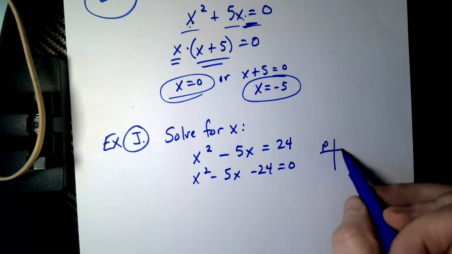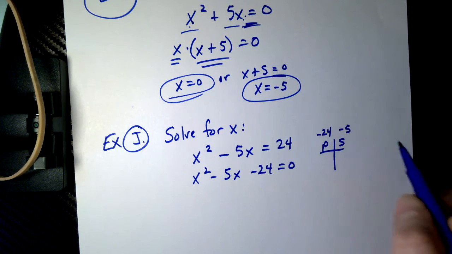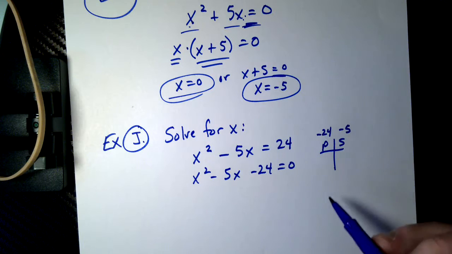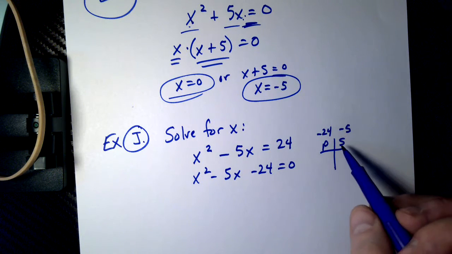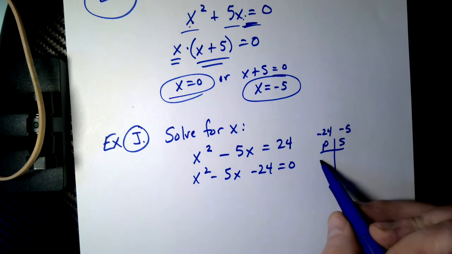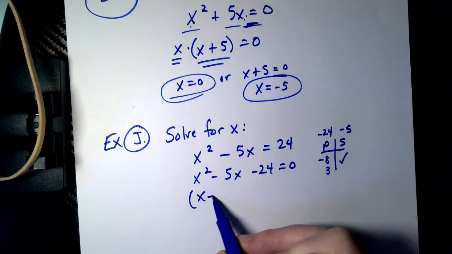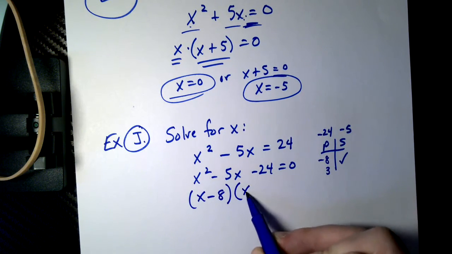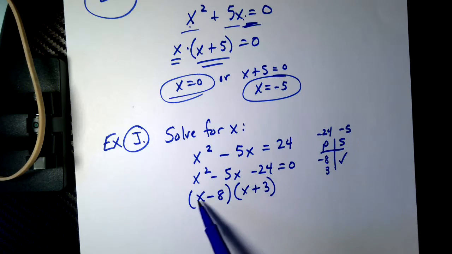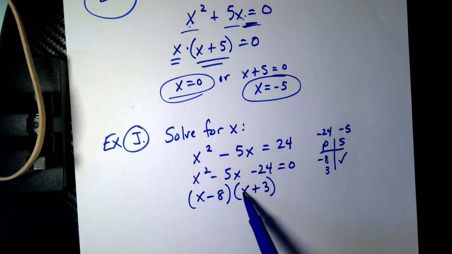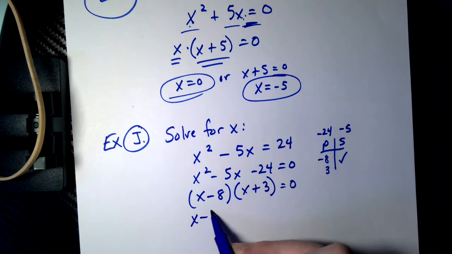Think product sum. What two numbers multiply to be -24, but when I add them together, I get -5? That combination, let's see, it's going to be one positive and one negative. There's going to be -8 and +3. And so I go x minus 8 and x plus 3. You can also do FOIL in your head. That'd be x squared plus 3x minus 8x. That equals -5x.